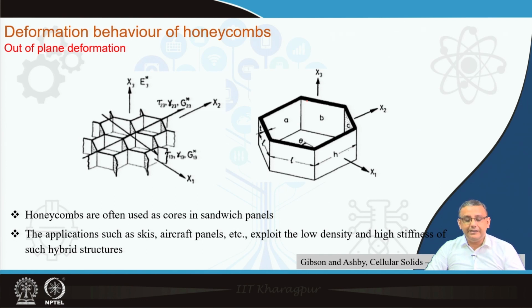We already learned that along the x1 and x2 directions, when the honeycomb is deformed, the strength and the modulus also depend upon the dimensions of the cells. If all the edges are the same size and the angle between two sides is around 120 degrees, then the honeycomb is an isotropic material and the properties are identical along the x1 and x2 directions.